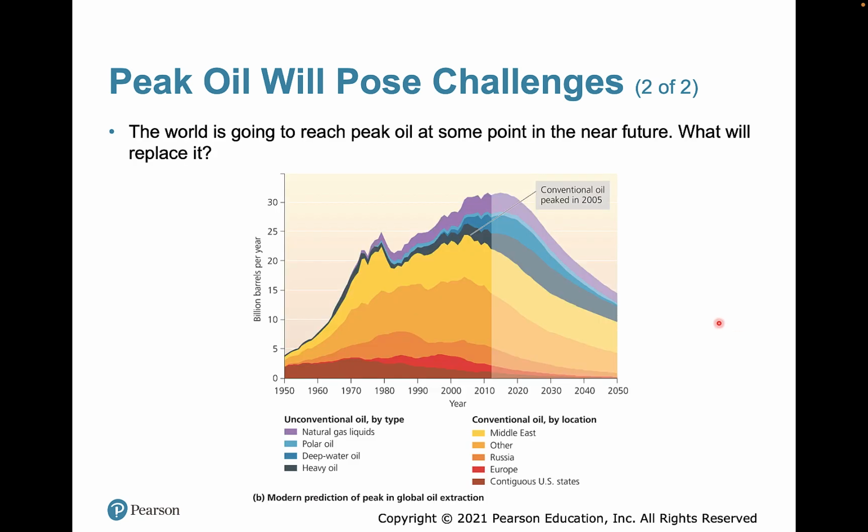What's going to replace it? We're going to hit it. What's going to happen? Where are we going to go from there? So we've got conventional oil, but now we're looking at all of this unconventional oil.